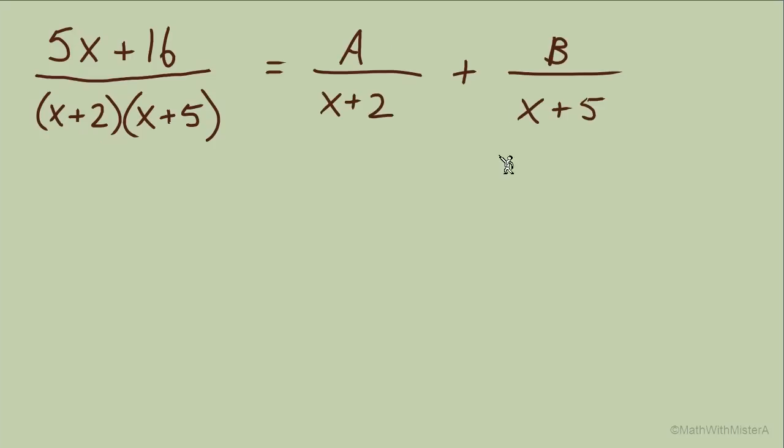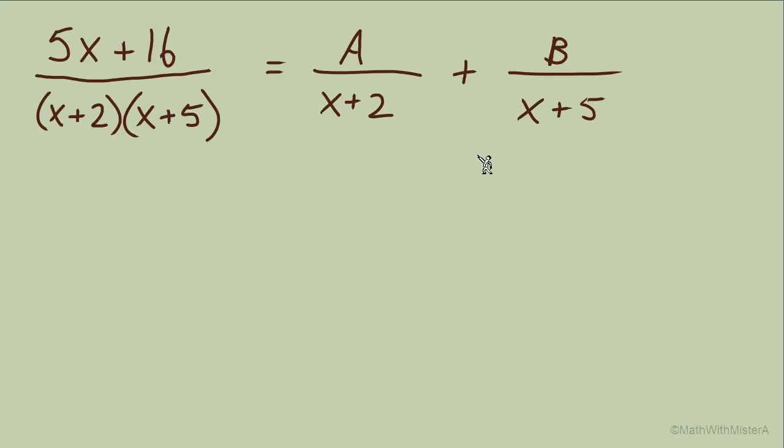Our job is to figure out what the numerators should be. For now, we'll call them A and B. We have what looks like an equation. It is saying that these two sides are equal to each other, but we're not trying to solve for x. We're trying to figure out what A and B must be for this to hold true for any value of x.